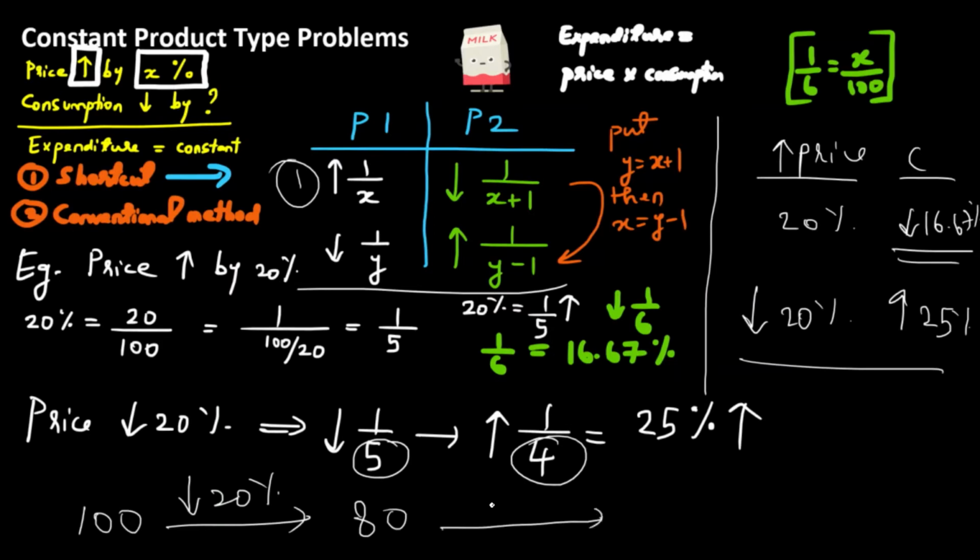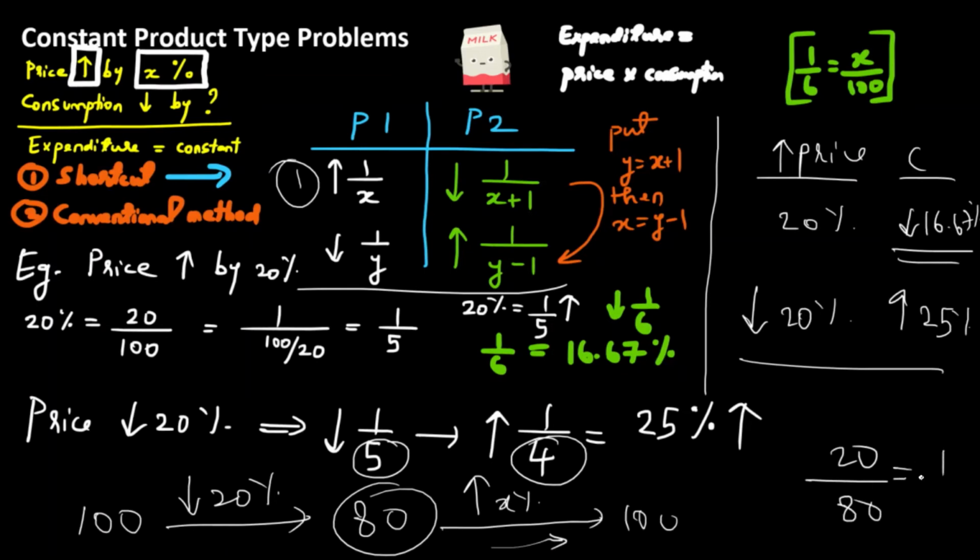Now by how much should you increase 80 so that you get back to 100? So the percentage change is change by initial value, and you're going in this direction, right? So the initial value is 80. What's the change? It's 100 minus 80, which is 20, and the initial value is 80. So 20 by 80, which is equal to 1 by 4, which is equal to 25%, and that's the same thing that we got over here.